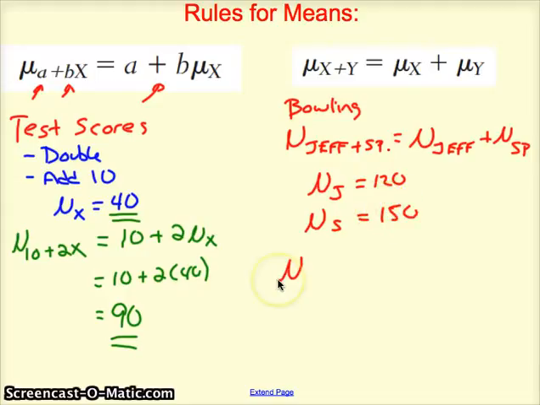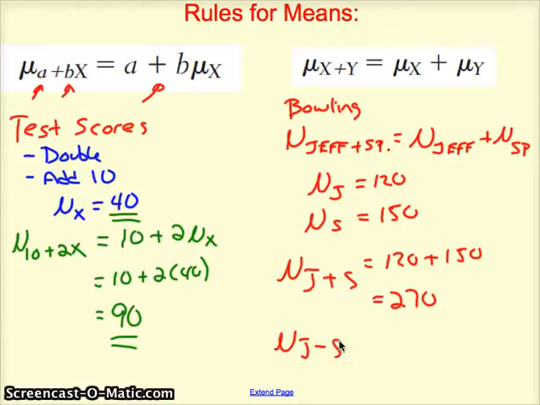So when we bowl as a team, Jeff and Spencer, our mean is the sum of our individual means, or 270. I could also talk about the average difference in our bowling scores when I subtract Spencer's from mine, and that would be as easy as 120 minus 150, or negative 30. So you can add and subtract means.